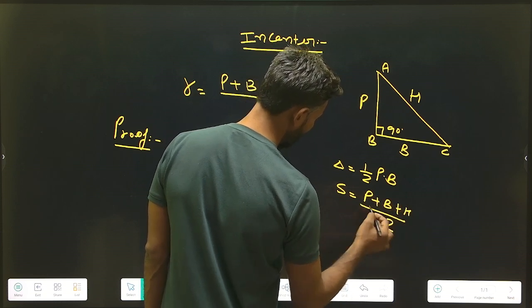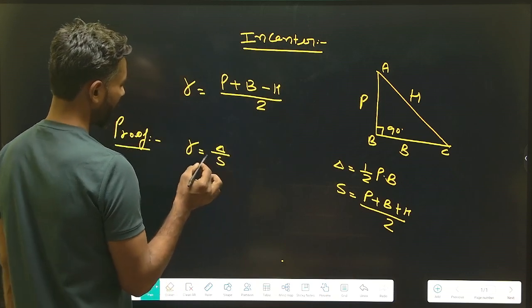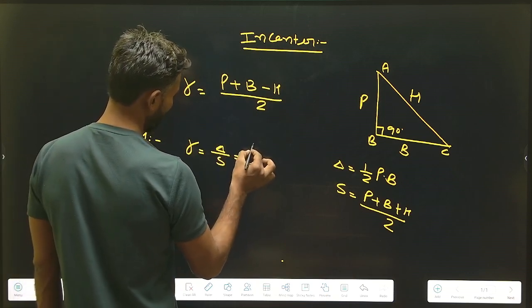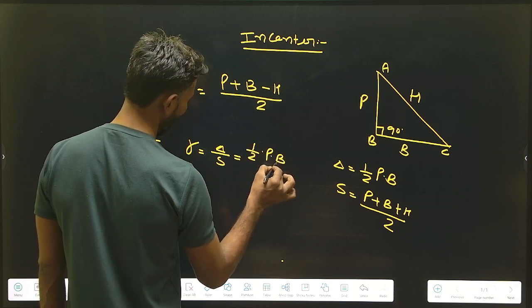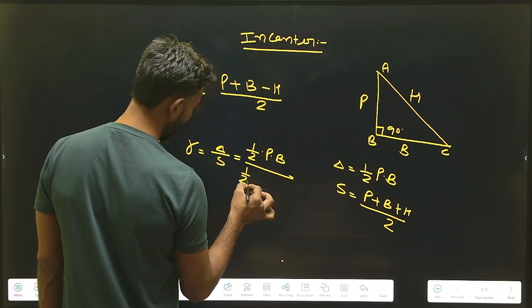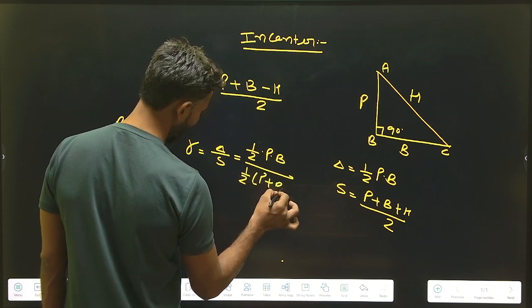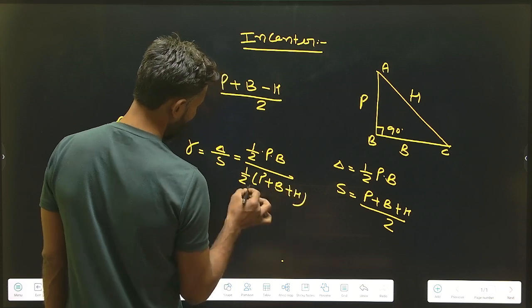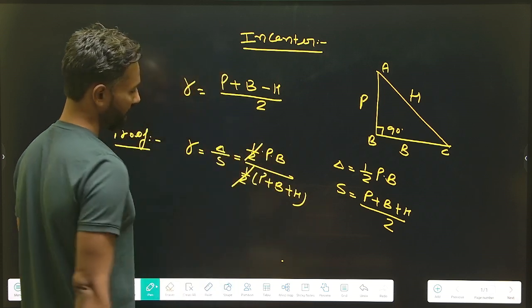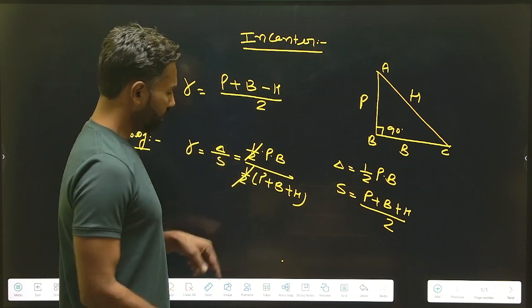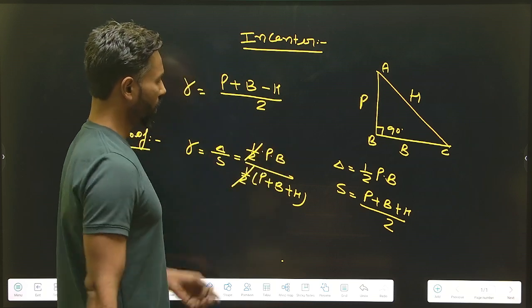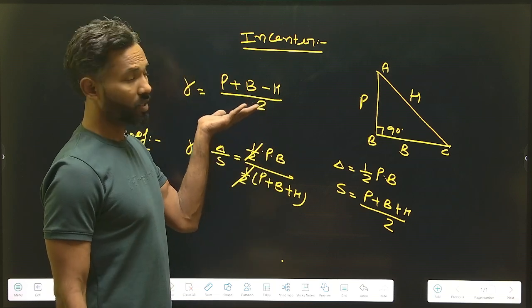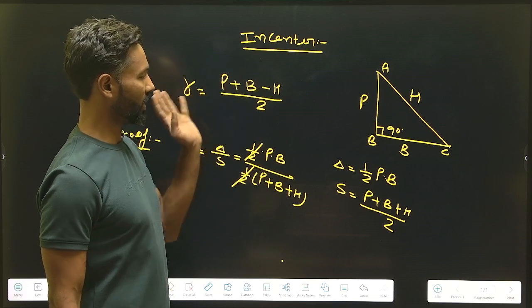So I am replacing these things here, and I am writing area will be equal to 1 by 2 p into b, and s is equal to 1 by 2 within bracket p plus b plus h. Okay, and 1 by 2 cancelled. Now we just have to manipulate perpendicular multiplied by base so that we can get this particular formula, p plus b minus h by 2.